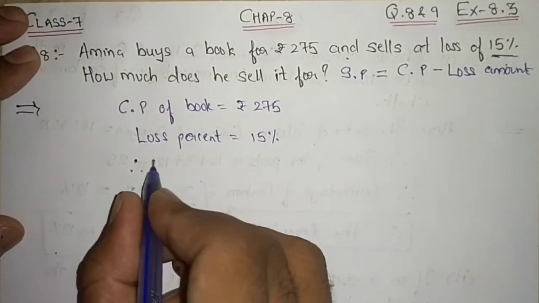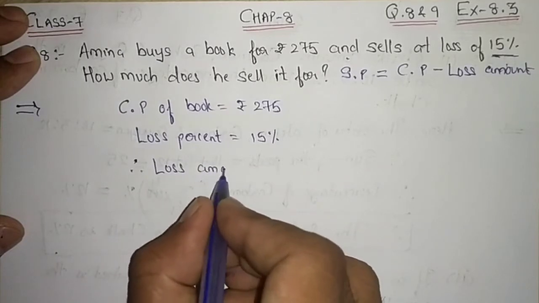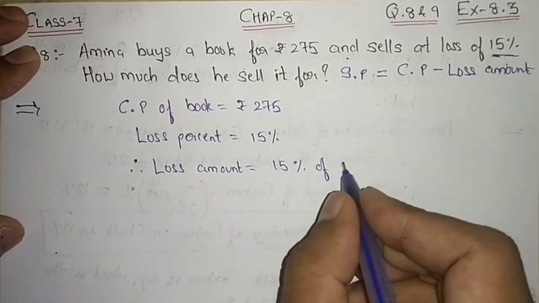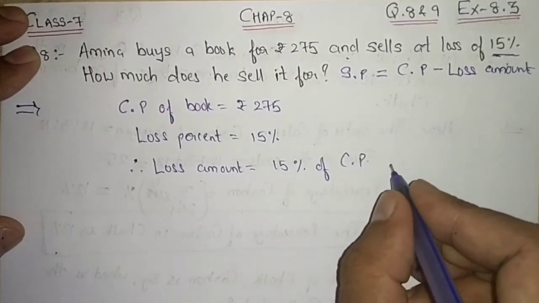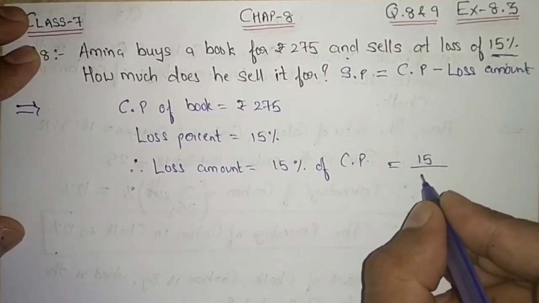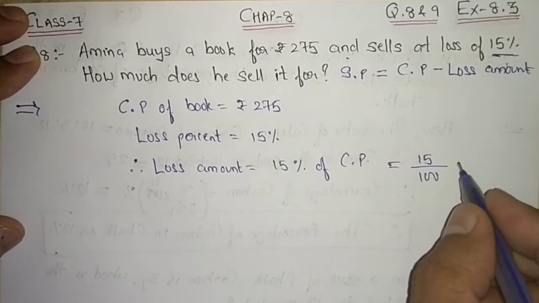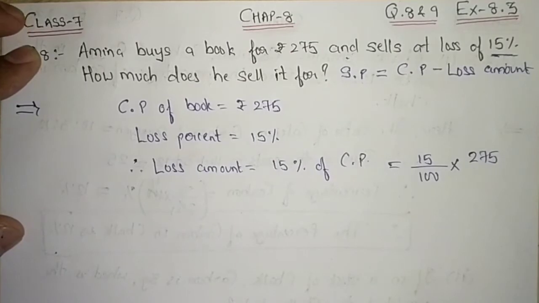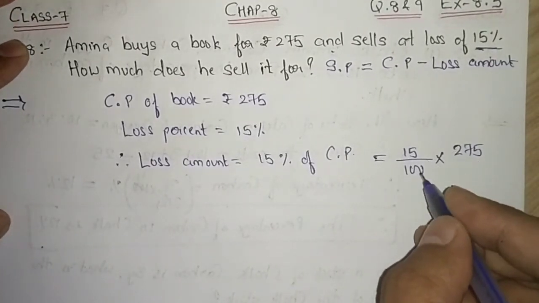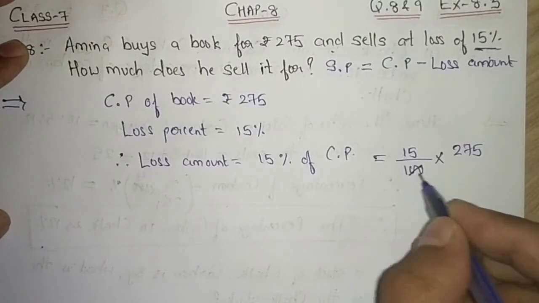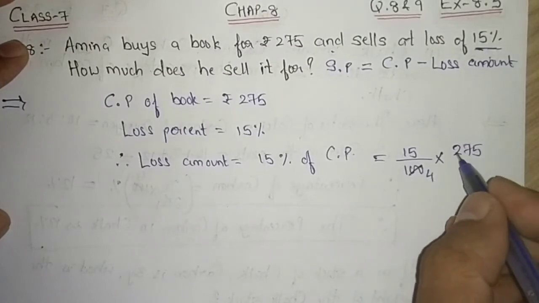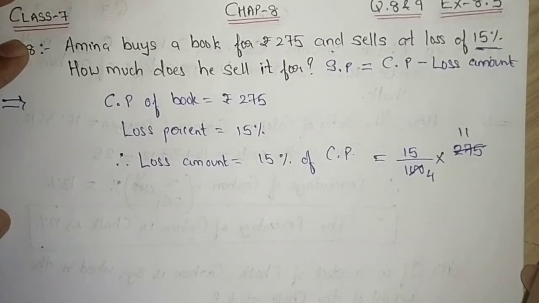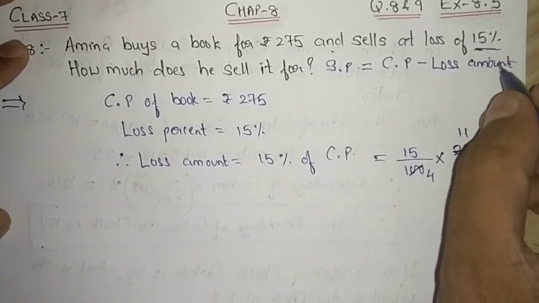So I will write, therefore loss amount is equal to 15% of what? Cost price. And 15% can I write as 15 divided by 100? Yes. Multiply cost price. Cost price is rupees 275. So let me first cancel out wherever it is possible. 25 4s are 100, 25 1s are 25, 25 11s are 275.